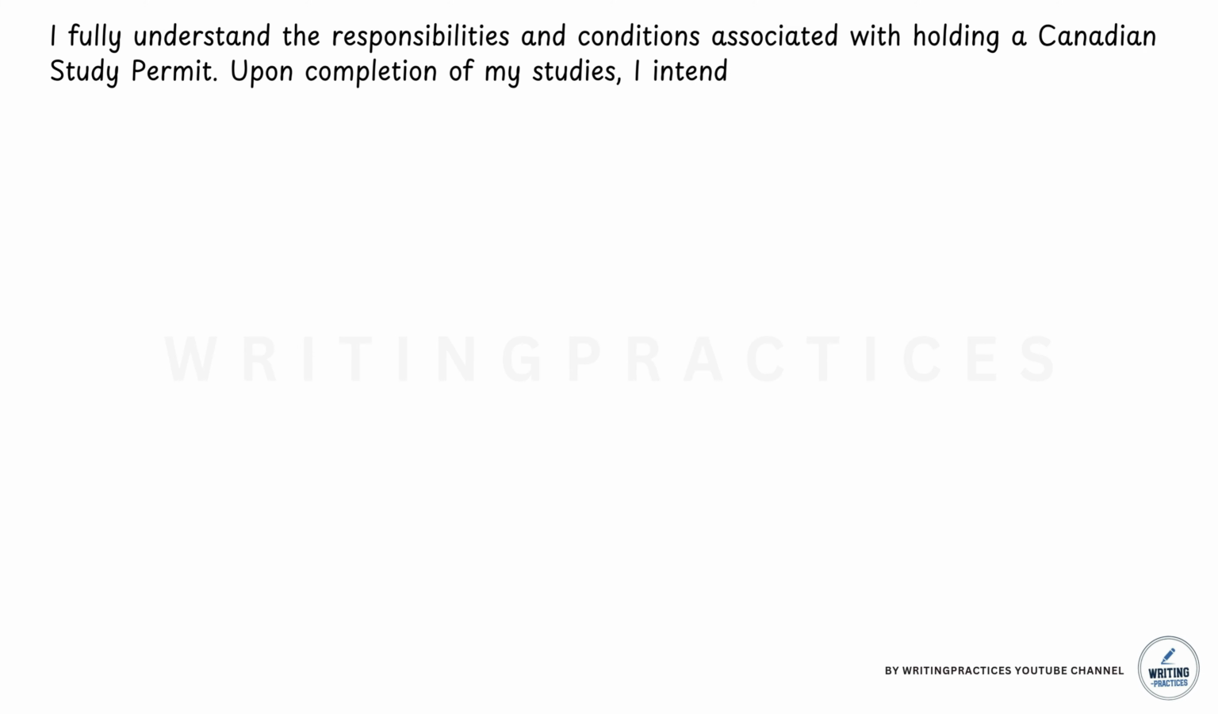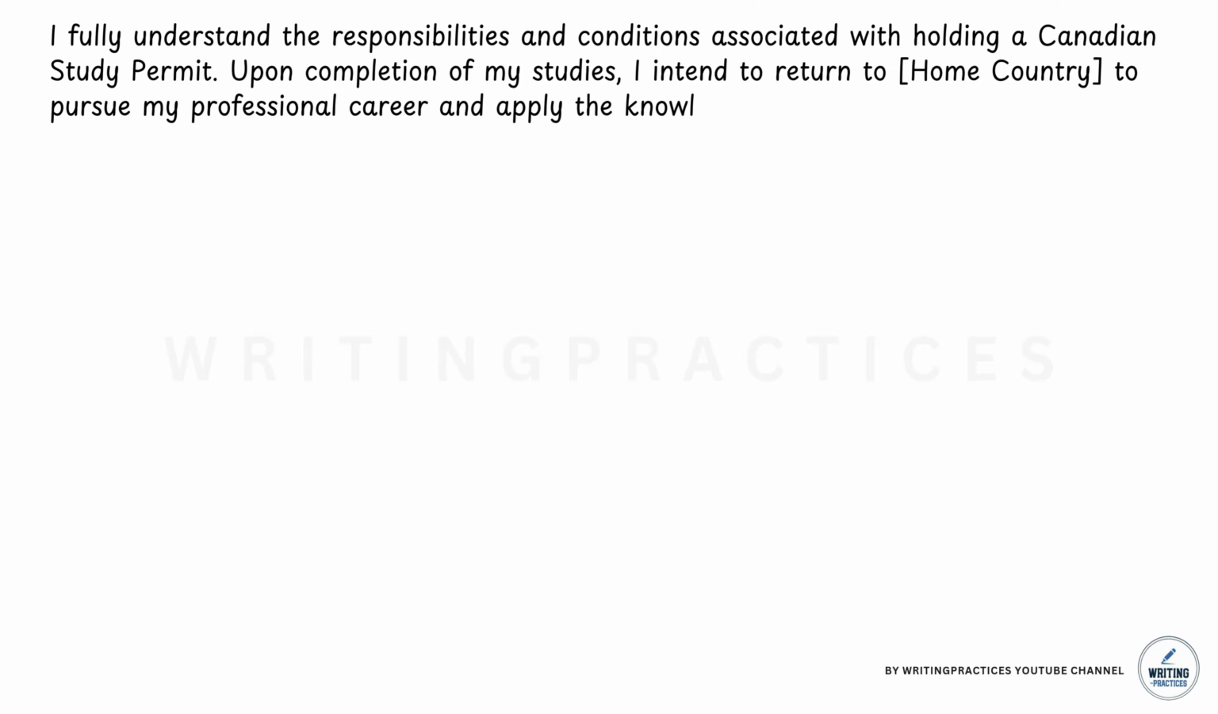Paragraph 7. Intention to return home. Explain your plans after completing your studies. For example, upon completion of my studies, I intend to return to Australia to pursue my professional career and apply the knowledge and skills gained from my education in Canada. This reassures the visa officer that your stay is temporary. Keep this statement clear and confident.